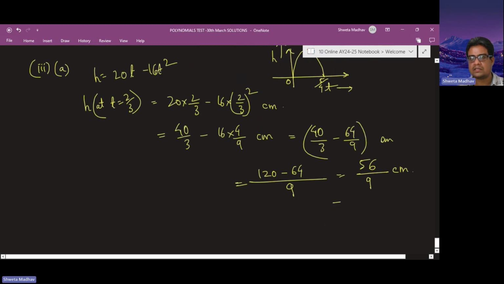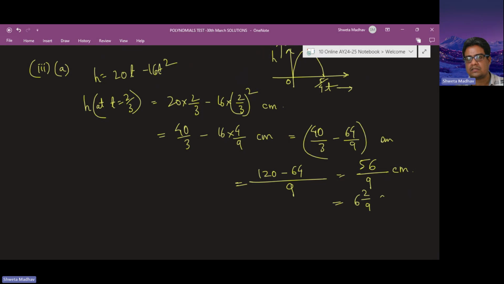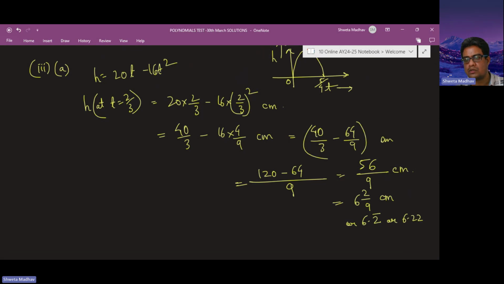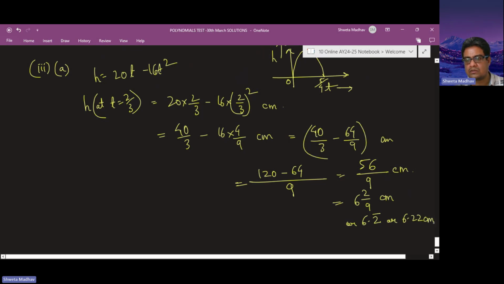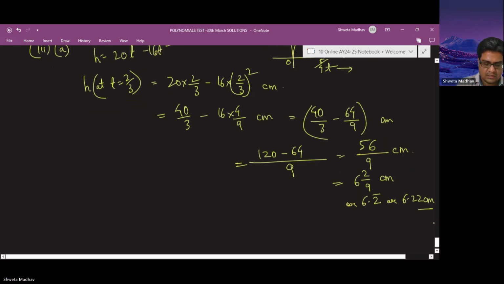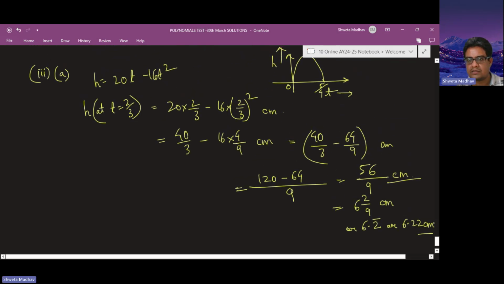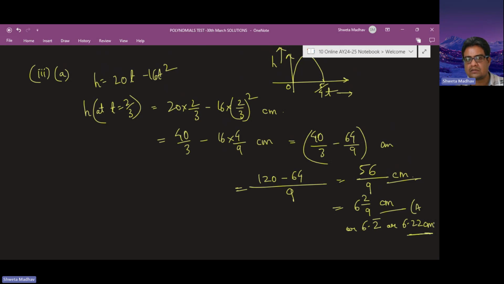Or we can write it as, 6 9s are 54, so 6 2 by 9 centimeter, or we can write 6.2 recurring also, or you can write approximately 6.22 centimeter also. So hence 56 by 9 centimeter. So these, 56 by 9 or 6.22 centimeter, are the answers for part 3A.